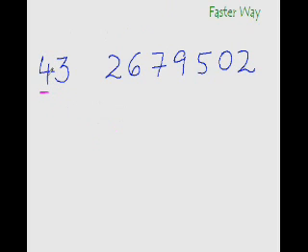Now 4, how many times will go in 26? So 4 times 6 is 24, so write 6 here. This is our answer digit. And what is the remainder? 26 minus 24 is 2, so write that remainder digit here. Again the point. Now read this as 27. This would be read as 27.